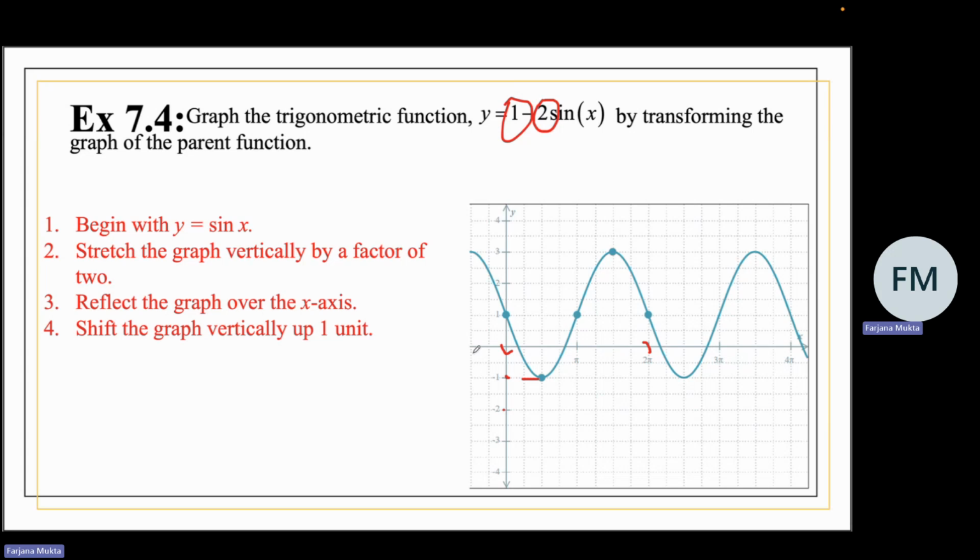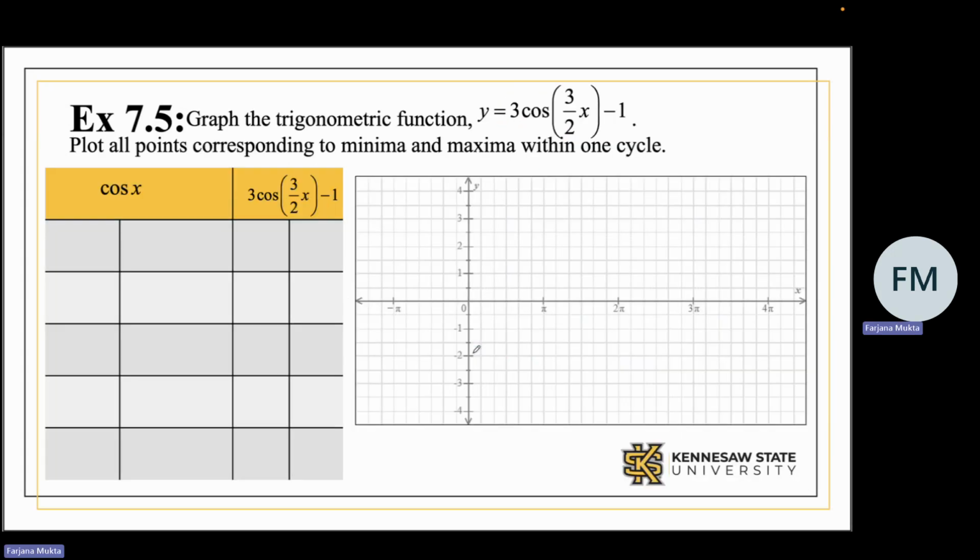Now let's move forward. Moving forward, that's our next example. Pretty similar. We are still looking at a transformed function. The given function is 3 cosine of 3 over 2 x minus 1. Now let's see what's happening inside the function. That's what we'll see first. Inside the function, we do not have any horizontal shift because we are not adding or subtracting anything, but we are multiplying by 3 over 2, right?